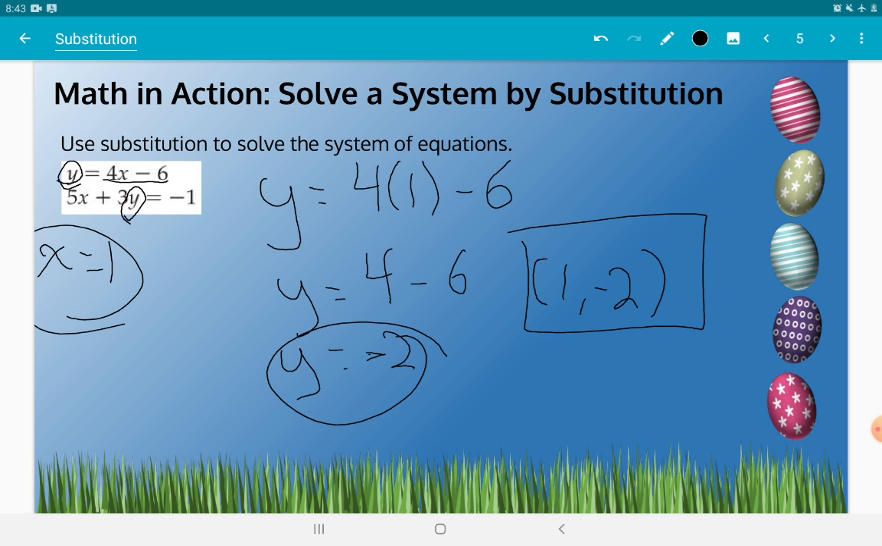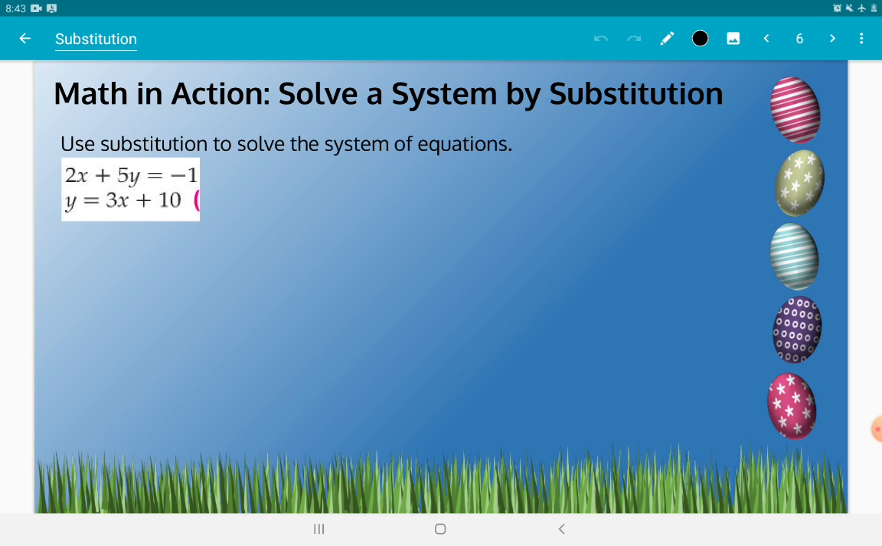Alright. With the third one, I'd love for you to take a pause here and try to solve it yourself. In the event that you need some help, obviously press play and we'll see what you need help with.